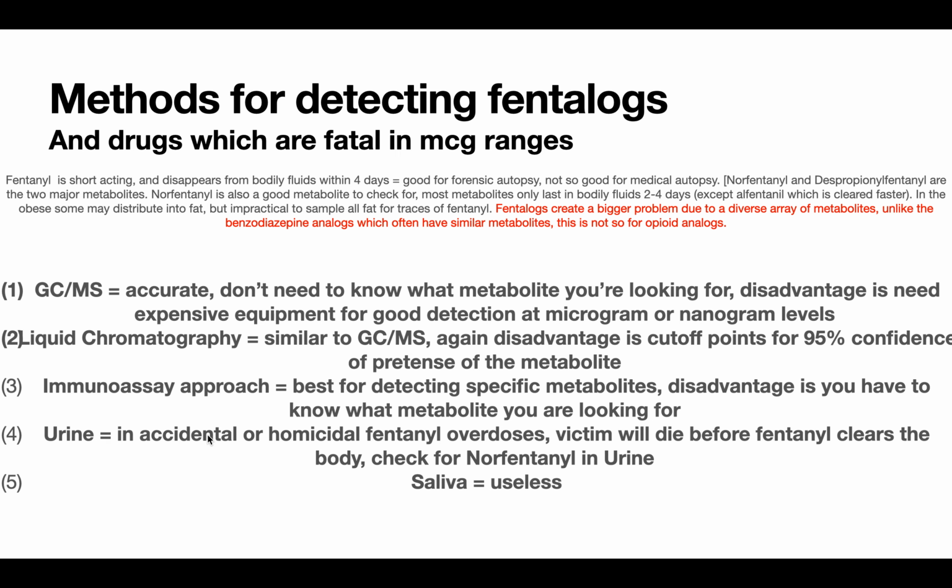And the two major metabolites are norfentanyl and despropionylfentanyl. In the urine, norfentanyl can also be detected 2 to 4 days after use, which is great for forensic autopsies because the fentanyl will remain in the system, and you will be able to check for the metabolites.